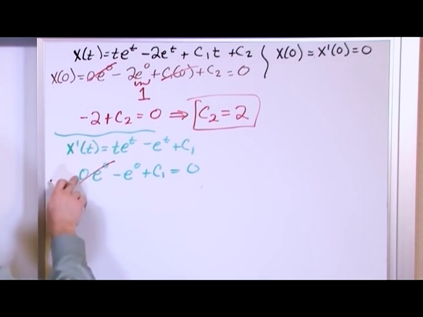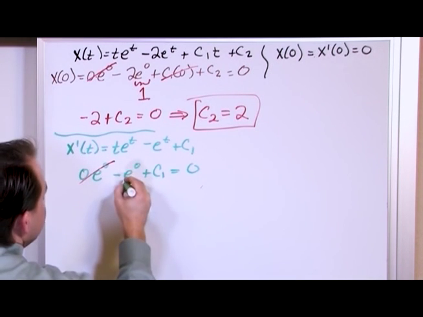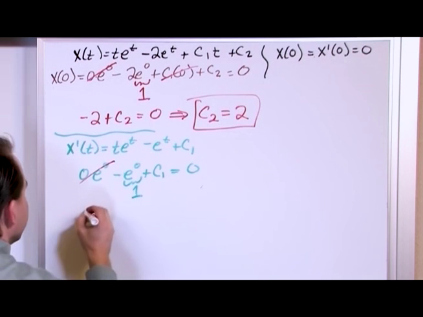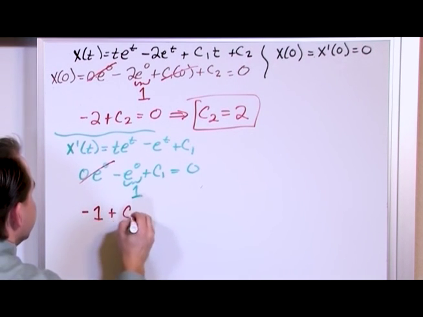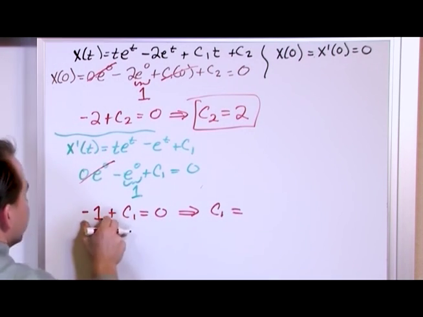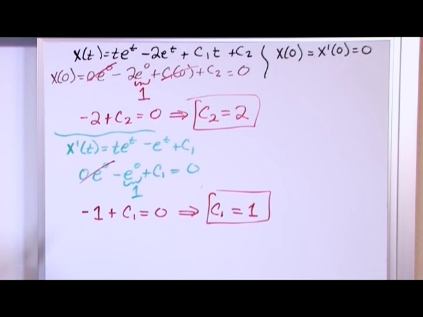This guy goes away because of the 0 out front, but this guy does not go away. e to the 0 is 1. So what we have is minus 1 plus c1 is equal to 0, which means that constant 1 is equal to, moving that guy over, 1. So that's constant 1 is equal to 1. And so once we have that, we're basically done.